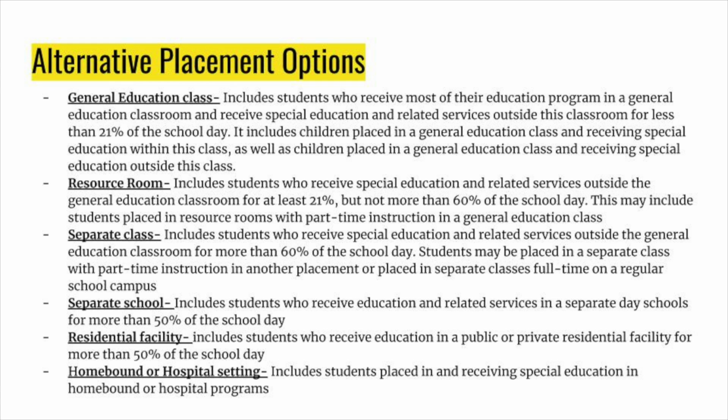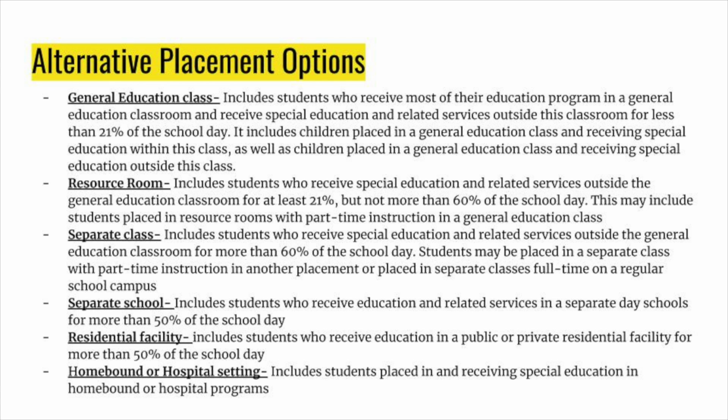The third one is a separate class. This includes students who receive special education and related services outside the general education classroom for more than 60% of the school day. Students may be placed in a separate class with part-time instruction in another placement, or placed in a separate class full-time on a regular school campus. The fourth one is separate school. This includes students who receive education and related services in separate day schools for more than 50% of the school day.